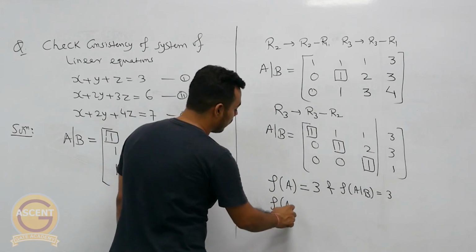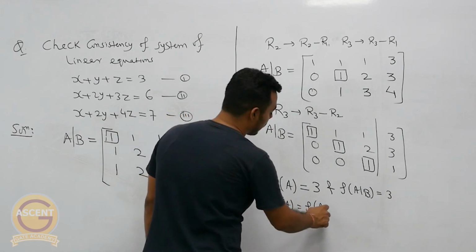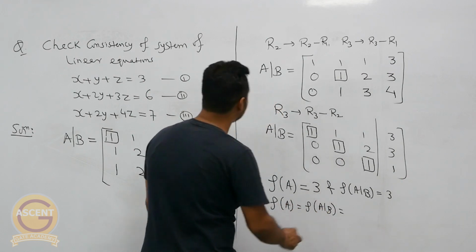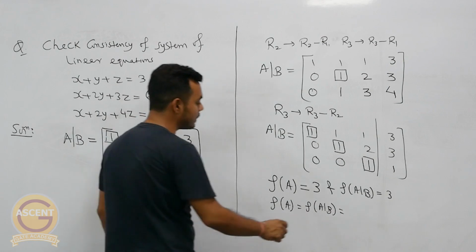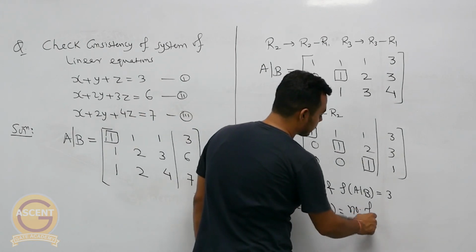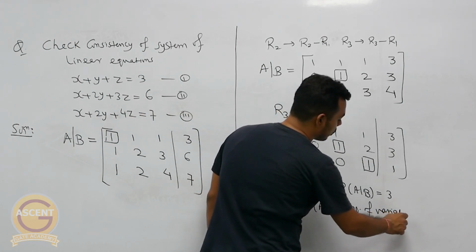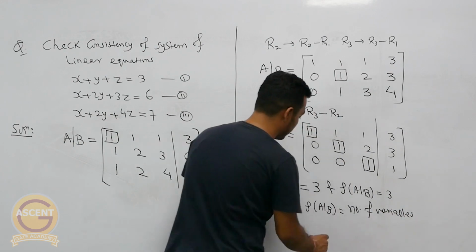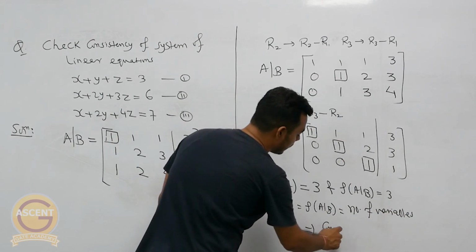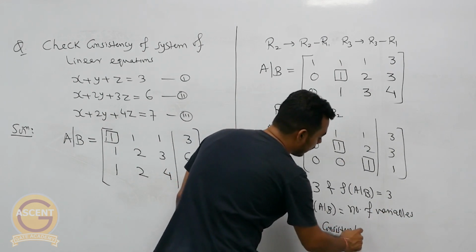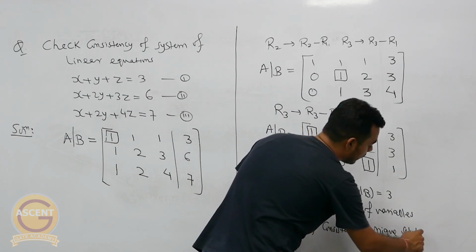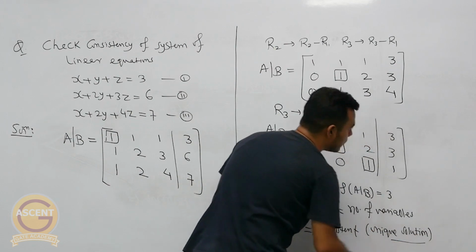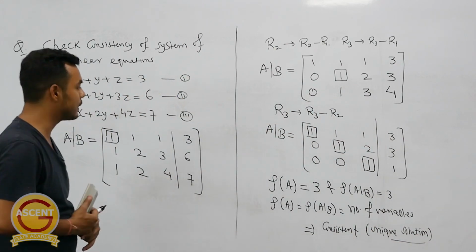So since rank of A is equal to rank of A by B, and 3 is nothing but the number of variables, here we had 3 variables x, y, z, so this is equal to the number of variables. So this means the system of linear equations is consistent. This implies the system of linear equations is consistent and it has a unique solution. Unique solution means only one value of x, y, z is possible which will satisfy all the three equations simultaneously.